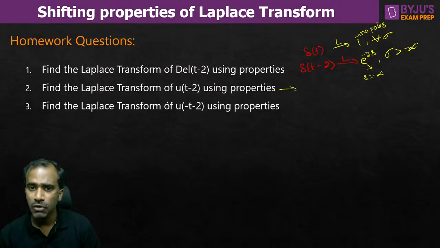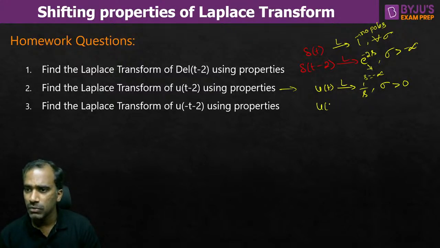Next one, u of t minus 2, if you want to find, first find the Laplace transform for u of t. What is the Laplace transform of u of t? It is 1 by s, that we know. ROC also we know, it is sigma greater than 0 or real part of s greater than 0. Now, if you apply u of t minus 2, what is the Laplace transform? Using time shifting property, it is e power minus s t naught. The shifting part is minus 2. So it will become e power minus 2s divided by s. Using this Laplace transform, I am able to find the Laplace transform of this signal.